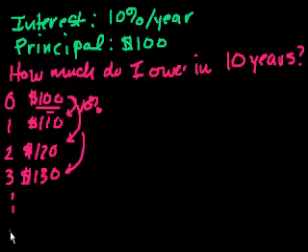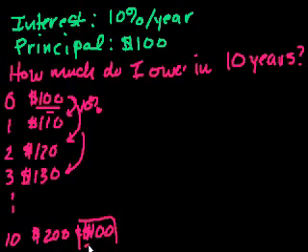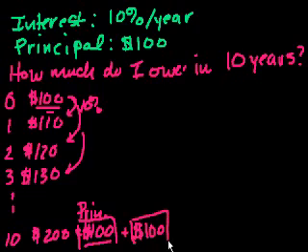And after 10 years, because each year I would have had to pay an extra $10 in interest, after 10 years, I would owe $200, right? And that $200 is equal to $100 of principal plus $100 of interest, because I paid $10 a year of interest.